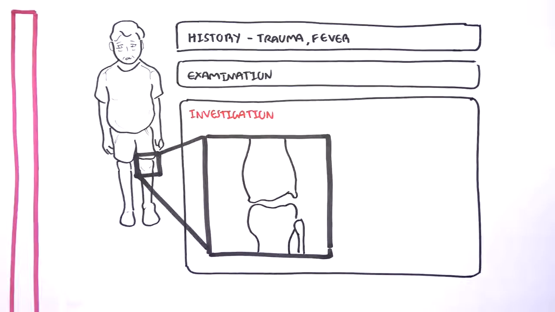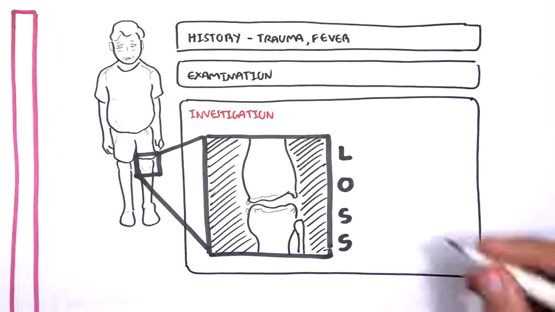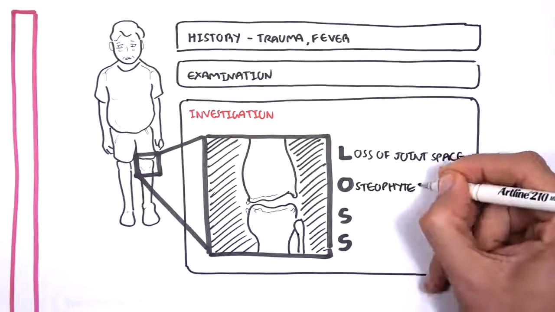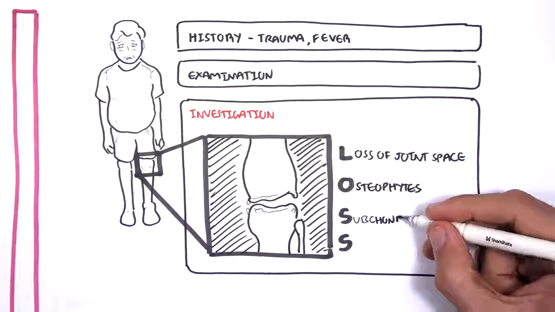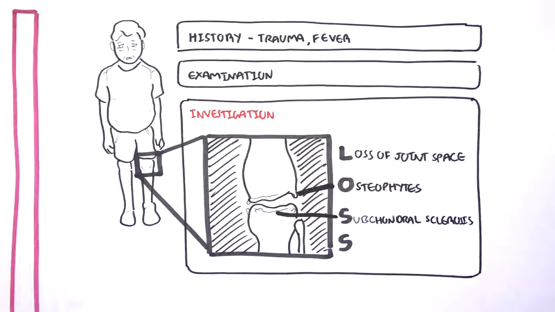For osteoarthritis, there's a good acronym to look at the changes seen in osteoarthritis. This is LOSS. L is for loss of joint space. O is for the presence of osteophytes or bone spurs. S is for subchondral sclerosis, or the other S for subchondral cysts.